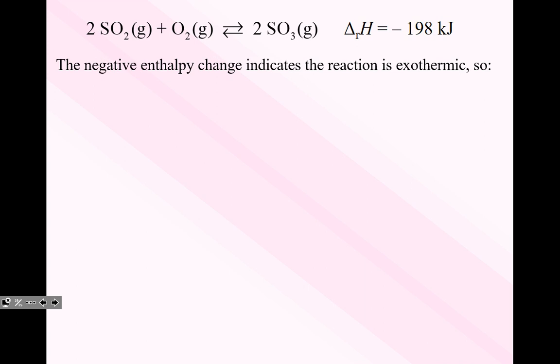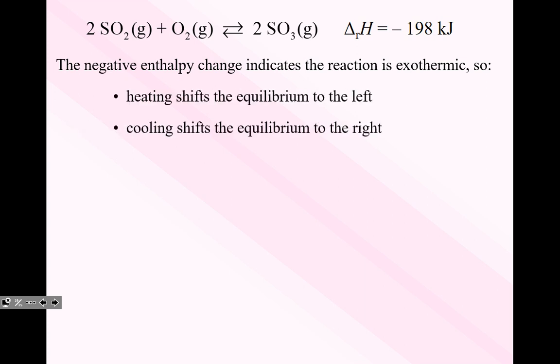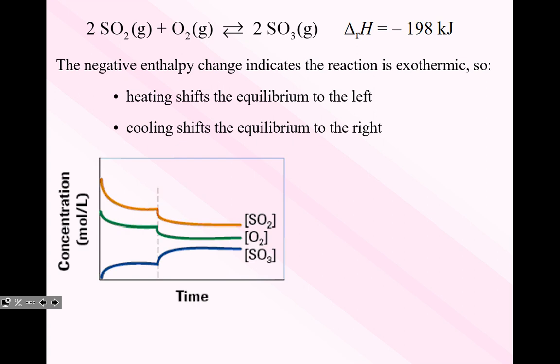Let's kind of revisit thermo a little bit. The negative enthalpy change indicates the reaction is exothermic. So heating shifts the equilibrium to the left, and cooling shifts the equilibrium to the right. So this is what it looks like, kiddos, in terms of a graph.